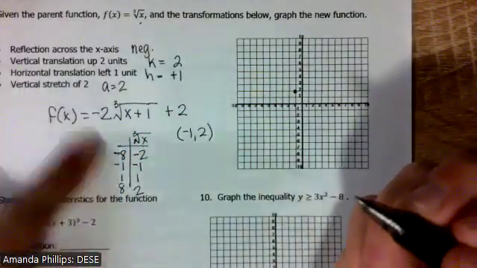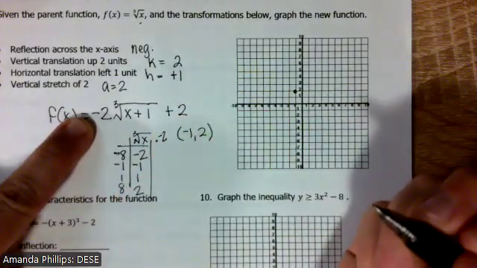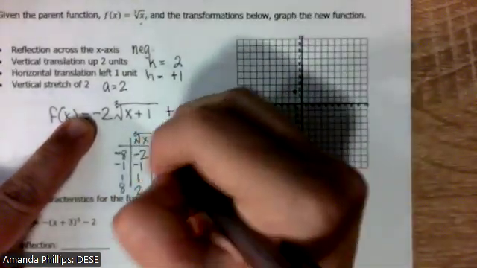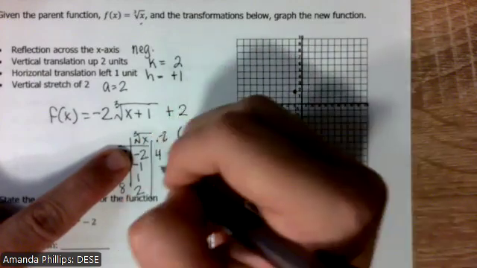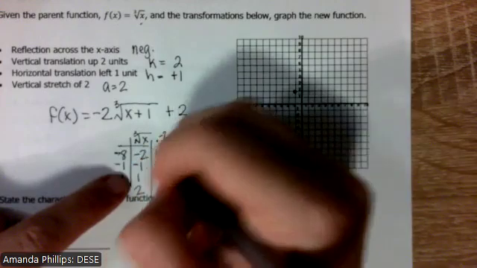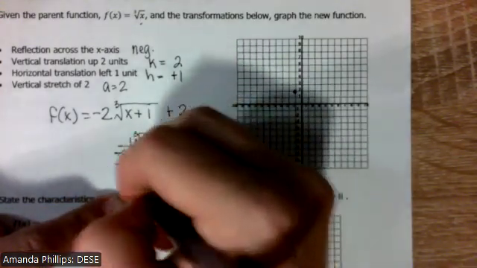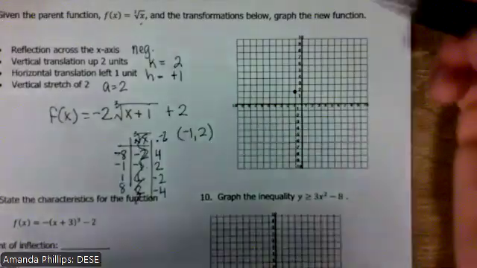All right, so let's pay attention. We do have an a value, which means we're multiplying by that. So it'll be negative 2. Negative 2 times negative 2 is positive 4. Negative 1 times negative 2 is positive 2. 1 times negative 2, 2 times negative 2. There we go. Well, let's go ahead and do that.